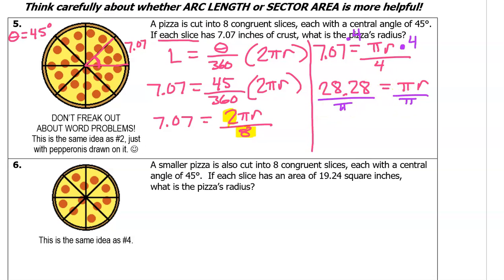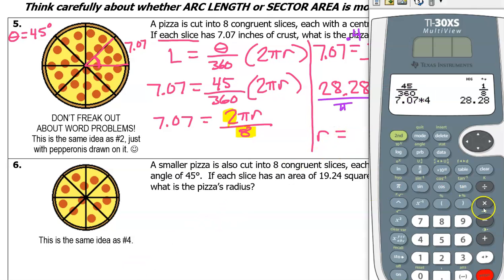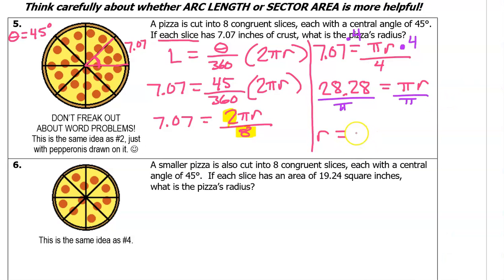So these pi's cancel out. So that means this is going to be the final answer. So we've got 28.28 divided by pi. Okay, so if I round it to 2 decimal places, this will be 9.00. So the radius is 9.00. Let's not forget the units. The units are in inches, and they must be included for full credit.